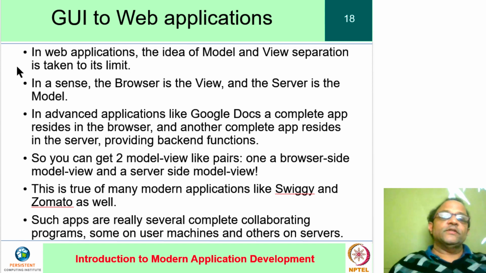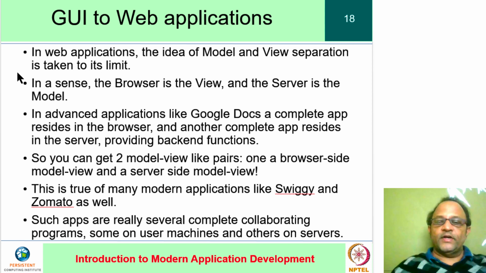So now what happens is you get two model view like pairs, one pair sitting in the browser and another pair sitting in the server. This is true of many modern applications. For instance, Swiggy and Zomato most likely have a similar architecture. This is because these applications in some sense are actually multiple collaborating programs, some of which happen to run on user machines and some of which happen to run on servers.